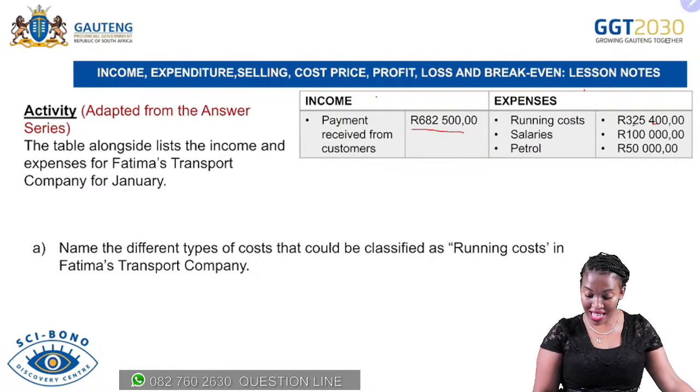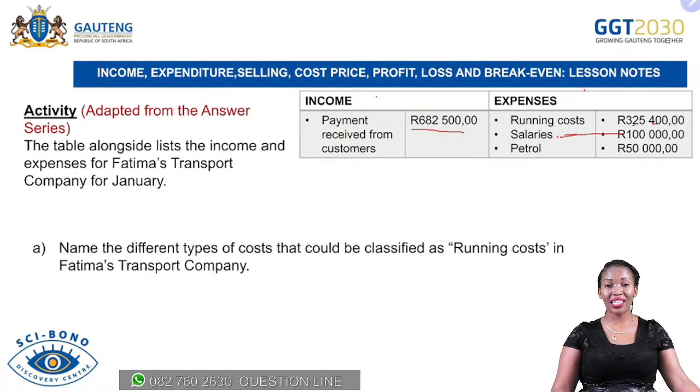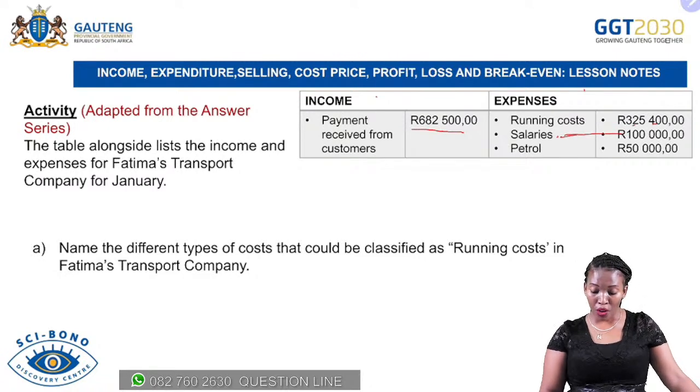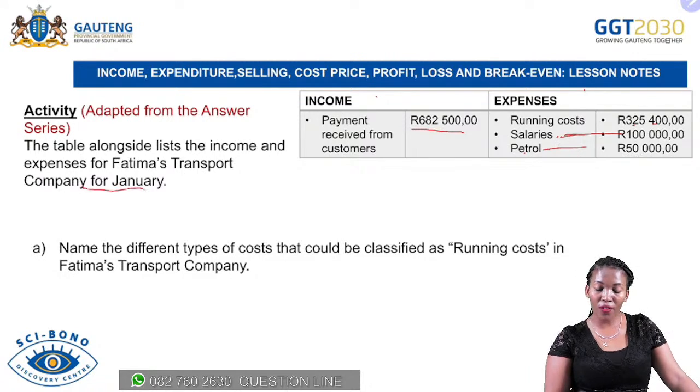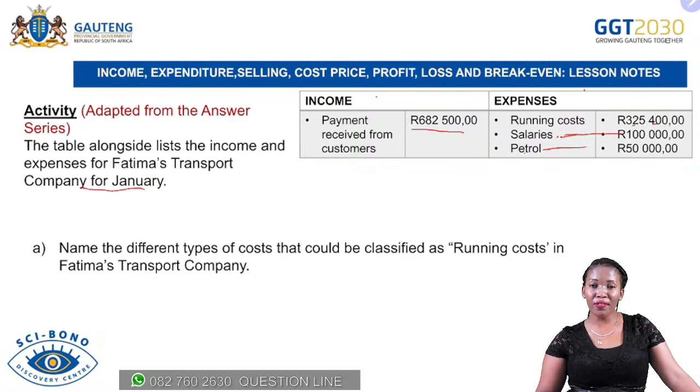And then we've got salaries. How much is she spending for salaries? She's spending 100,000 rands. We've got petrol. So for this business to run, it means she needs petrol. And for petrol, she spends 50,000 rands. And this is just for the month of January. So we've got our information. Everything is clear. Let's go to our questions now.